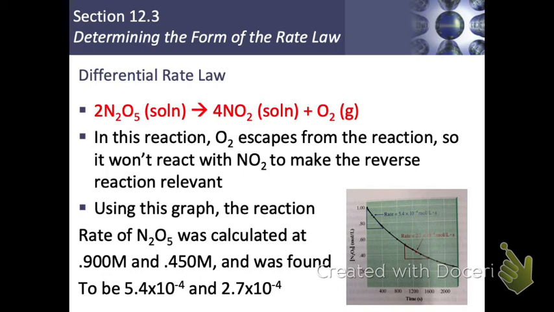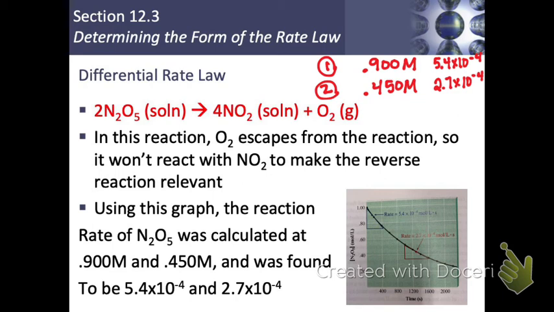So I'm going to draw a little table up here and say in experiment 1, our concentration was 0.900 molar. In experiment 2, our concentration was 0.450 molar. Okay? And it said the rate was found to be 5.4 times 10 to the negative fourth. And then during the second reaction, the initial rate was found to be 2.7 times 10 to the negative fourth.